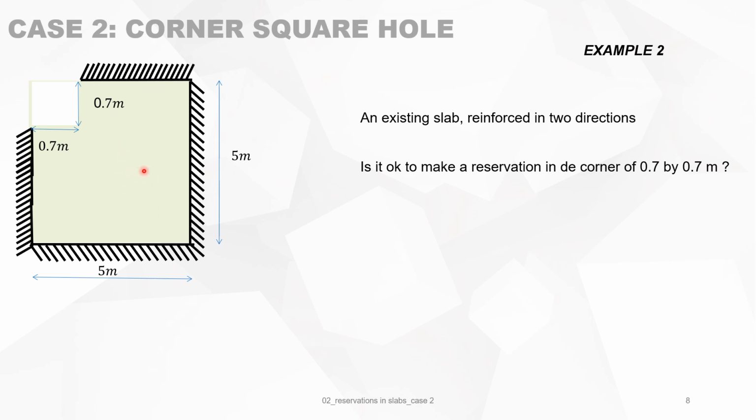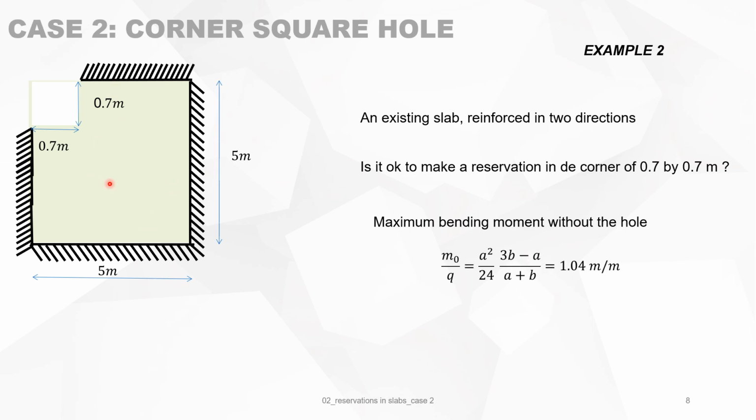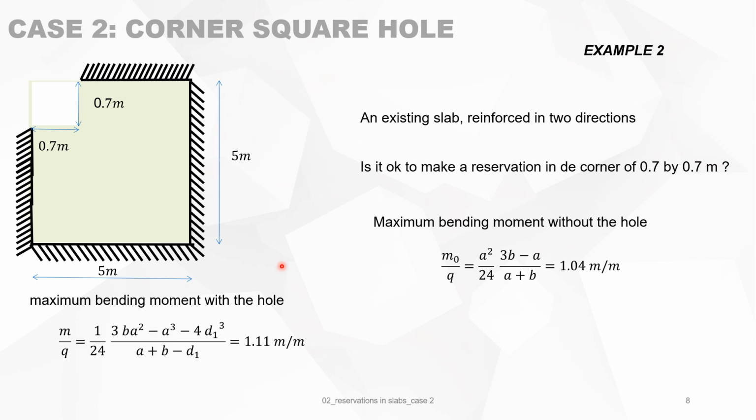You don't know what is the original bearing capacity. The only assumption that you make is that the reinforcement is okay to take up the original bearing capacity. The maximum bending moment without the hole, the original one, is, because you don't know Q, which is the bearing capacity, you divide it by Q. So you have a parameter M0 divided by Q that you can calculate, and you have 1.04 meter per meter.